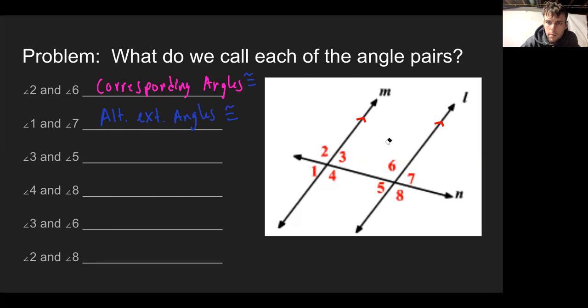Okay, moving forward, we'll go a touch faster. 3 and 5. 3, 5. Those are both in the interior and they're on different sides of the transversal, so we call those alternate because they're on different sides. Interior angles. These would also be congruent.